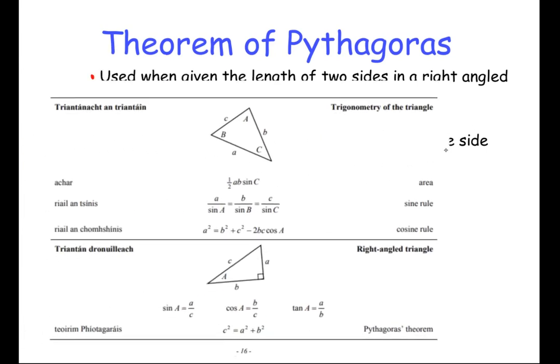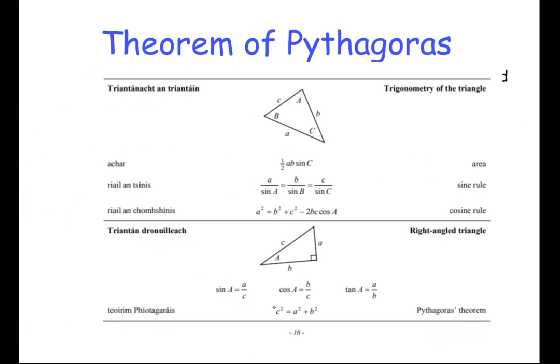So this formula, as you can see here, on page 16 in the log tables, at the bottom of the screen, where c is the side opposite the right angle. So it's really important that you label the side c as the one opposite the right angle whenever you're using Pythagoras' theorem, and you go from there.